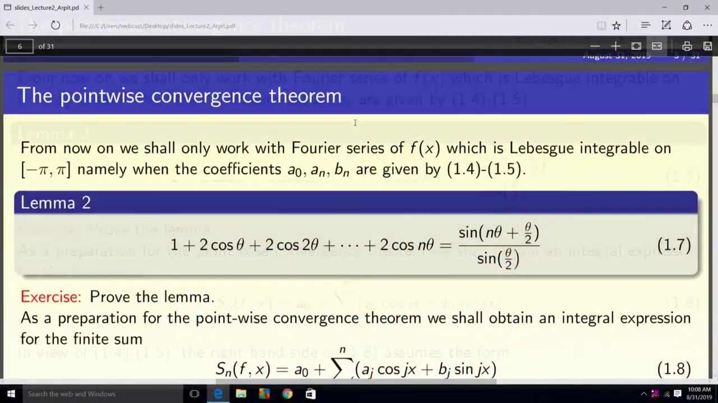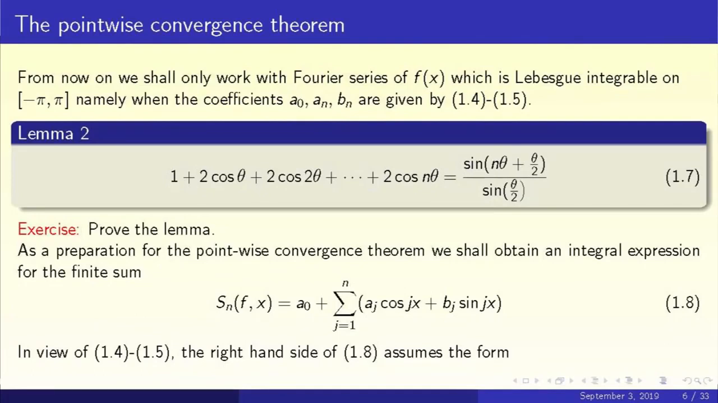We are going to assume that the function f of x is Lebesgue integrable on minus pi to pi, and the coefficients a0, an and bn are given by those integral formulae 1.4, 1.5. And we want to prove that under suitable conditions, the Fourier series converges to the original function f of x. The proof is somewhat lengthy and we require a certain number of preparations.